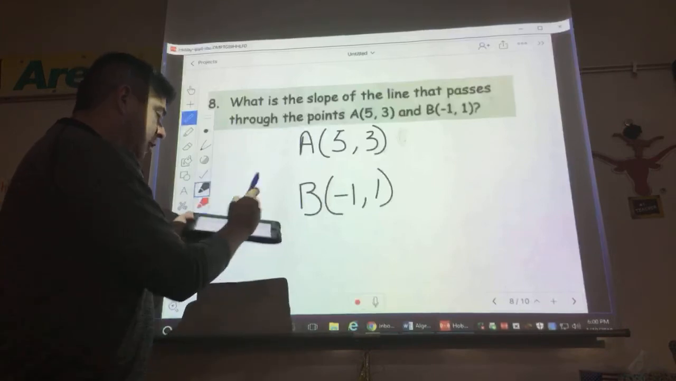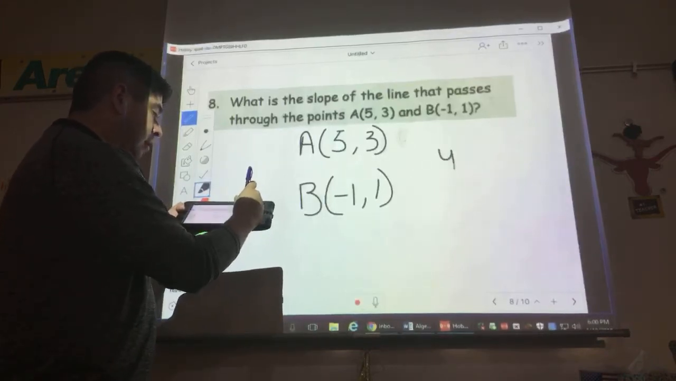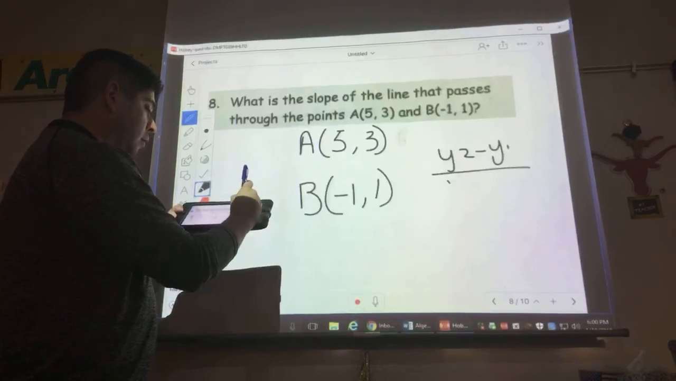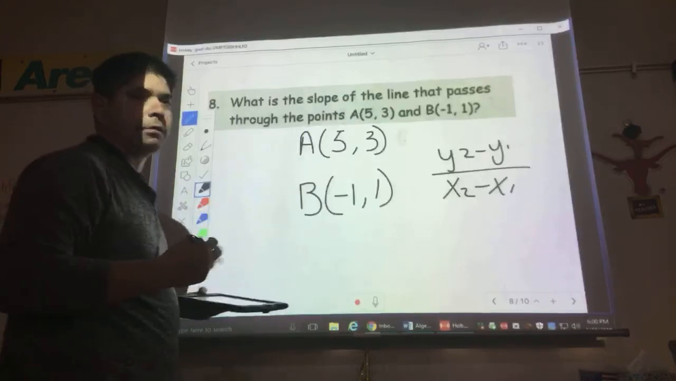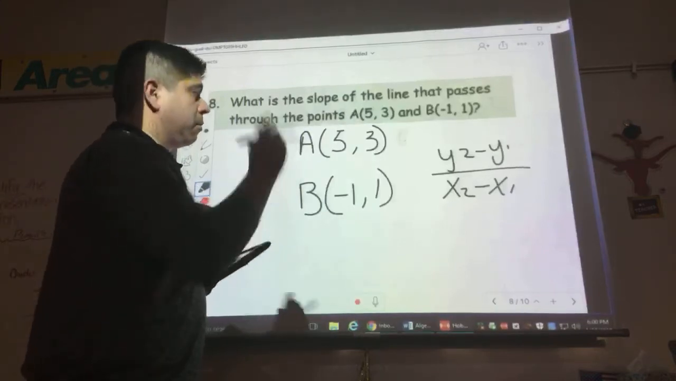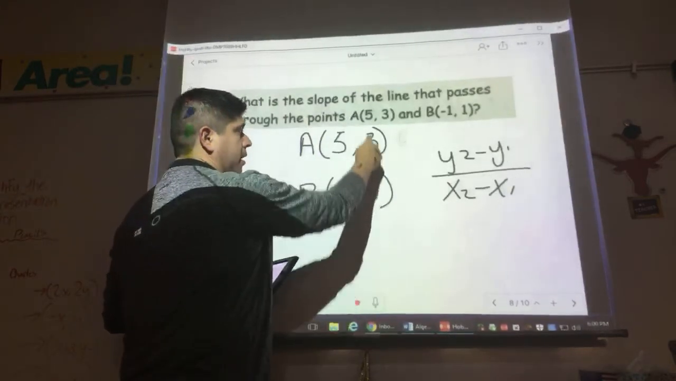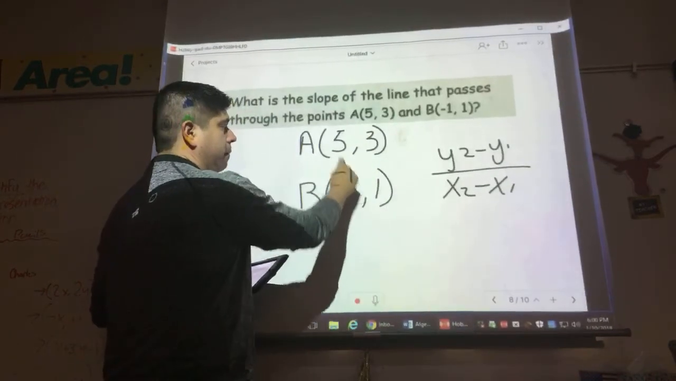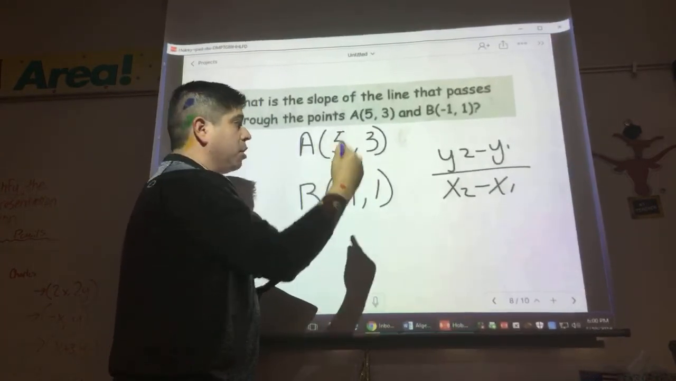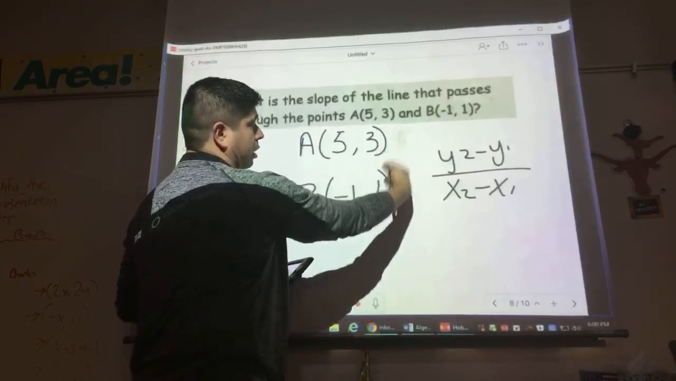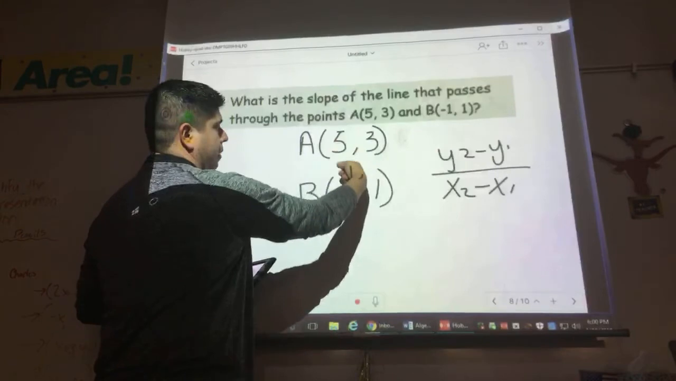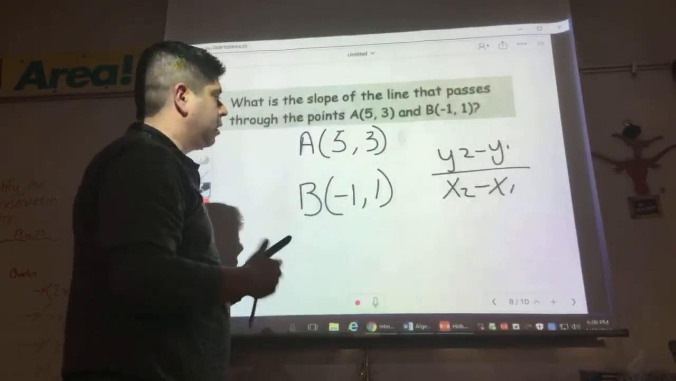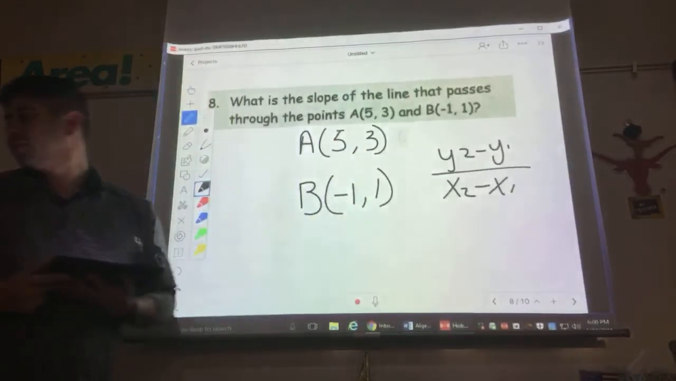All right, so this is where we put the y's: y2 minus y1 over x2 minus x1, and then we put it in our calculator and find out what it is simplified. Remember, you could put 1 minus 3 over -1 minus 5, or you can do it this way, 3 minus 1, but the y's have to be on top: 3 minus 1 over 5 minus -1. So don't let that negative fool you either.